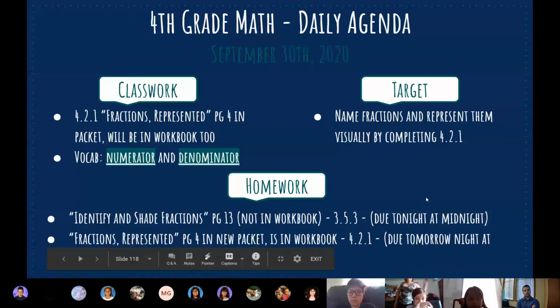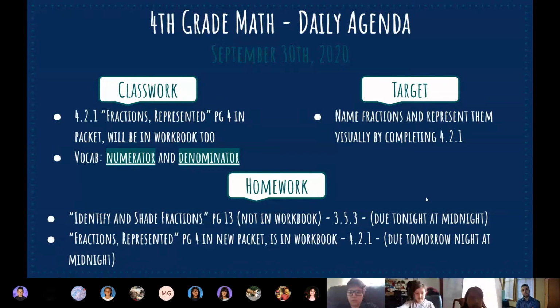Today's plan, the daily agenda, classwork for today, we're going to look at 4.2.1, fractions represented. It's page 4 in the packet, and it's in the workbook as well. This is in the packet that went out an hour and 57 minutes ago. So if you haven't been to school in the last hour and 57 minutes, you don't have the new packet that has this in it. Fortunately, if you have your workbook, this is in your workbook. I think it's page 42 is where we're going to start today. I'll write that down when we go to OneNote and I can do the notes for you. But page 42 is where I need you to start.